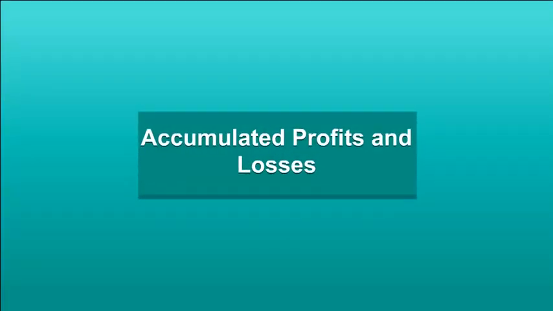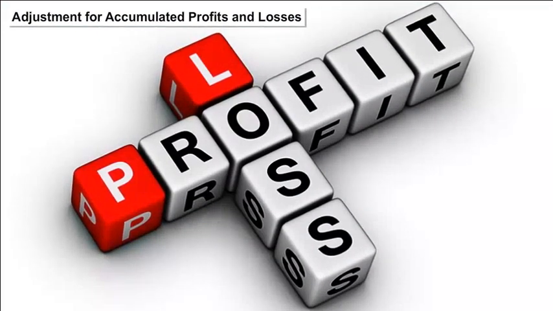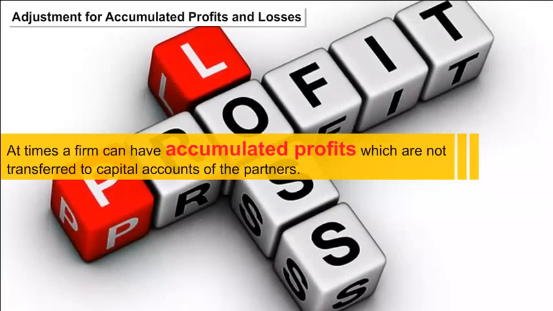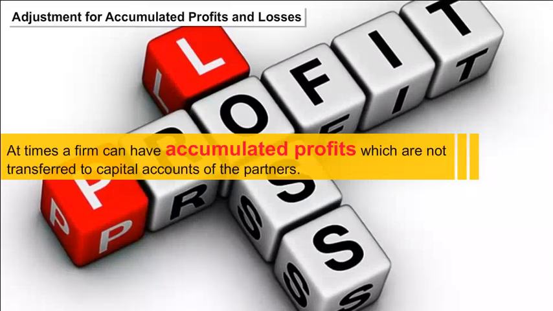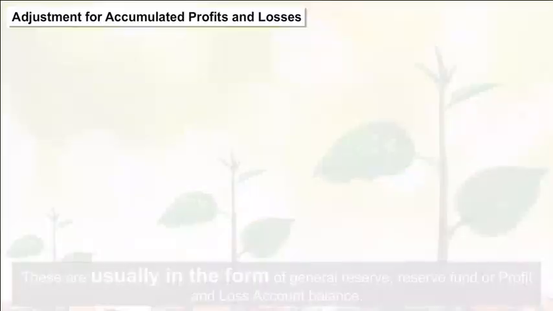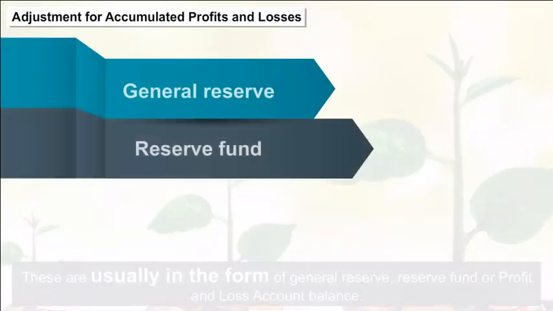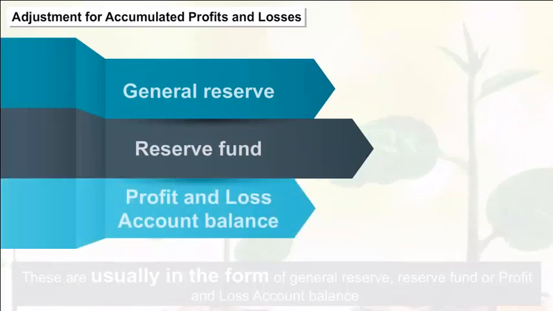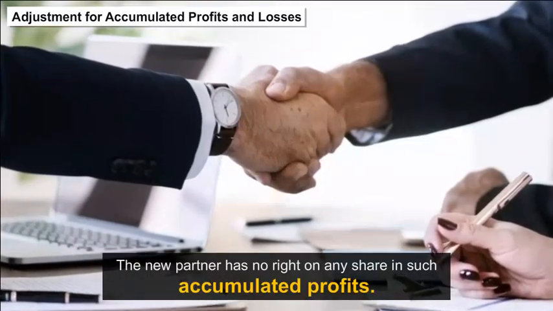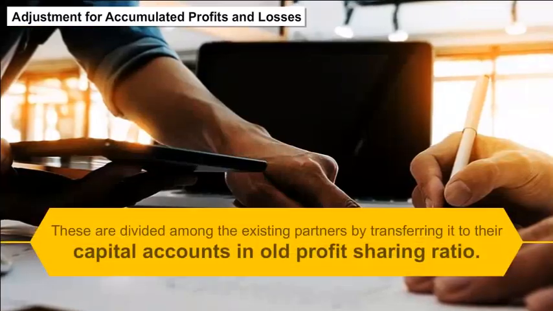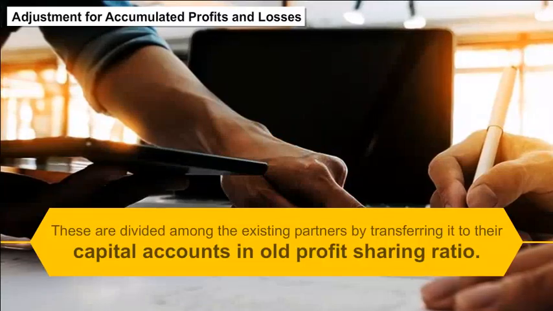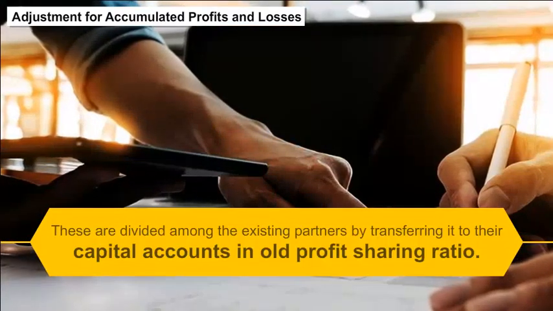Accumulated profits and losses. Adjustment for accumulated profits and losses. At times, a firm can have accumulated profits which are not transferred to capital accounts of the partners. These are usually in the form of general reserve, reserve fund, or profit and loss account balance. The new partner has no right on any share in such accumulated profits. These are divided among the existing partners by transferring it to their capital accounts in old profit sharing ratio.